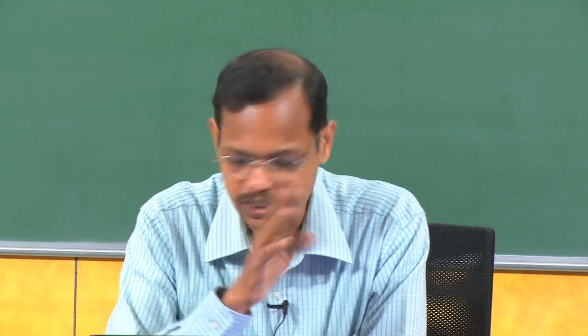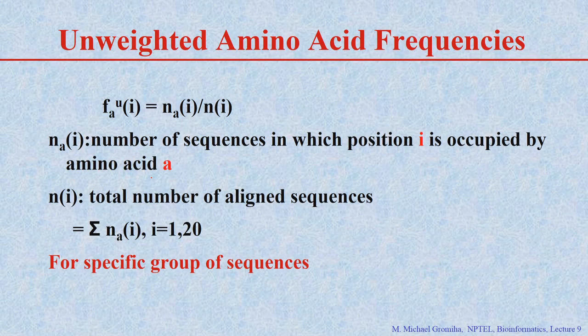Pi matrix or Blossom matrix. You can see and you put proper weightage and see which one is highly conserved, which position is highly conserved. So, I will explain the steps one by one. First we go with the unweighted amino acid frequencies.